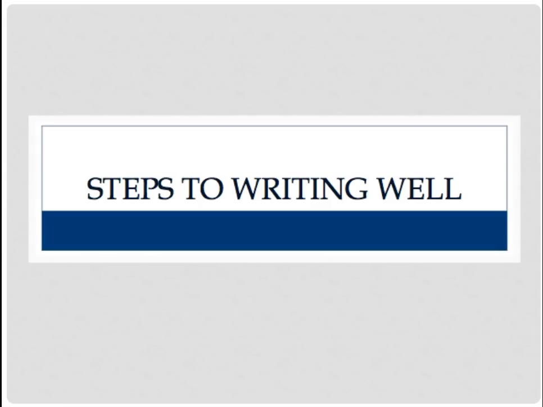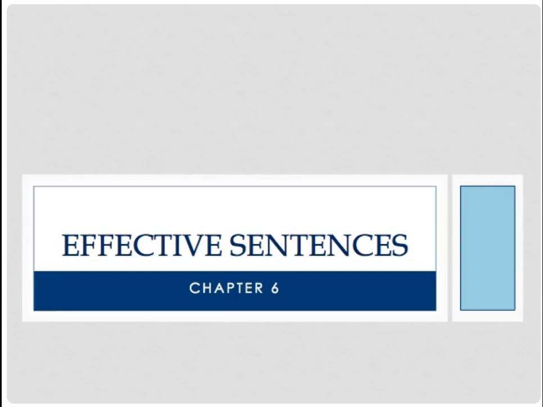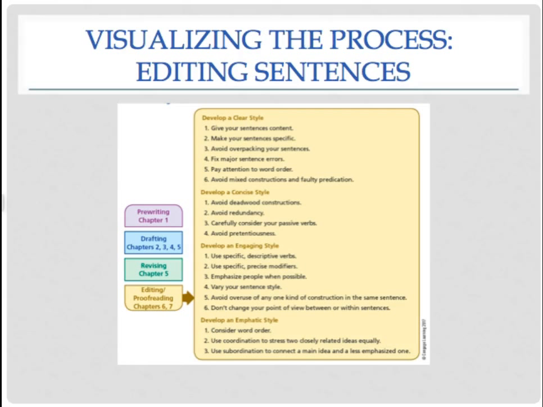Hello. This week we're going to talk about effective sentences in Chapter 6. So we want to start visualizing the process with our editing of sentences. To do this effectively, you want to develop a clear style. And you do this by giving your sentences content, making sure your sentences are specific. You want to avoid overpacking your sentences. You want to fix the major errors. Pay attention to word order, and avoid mixed constructions and faulty predication.